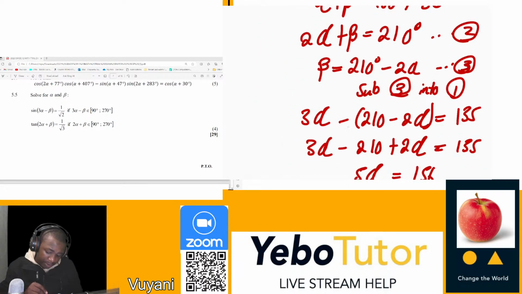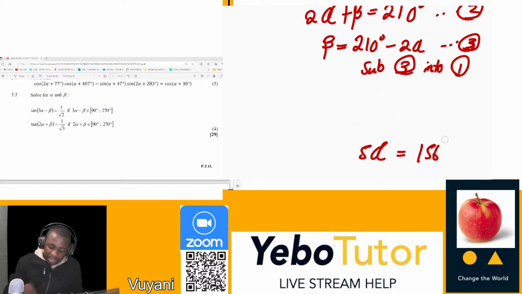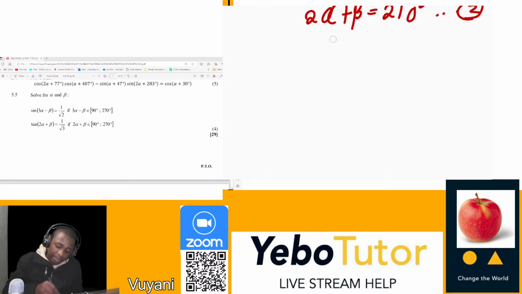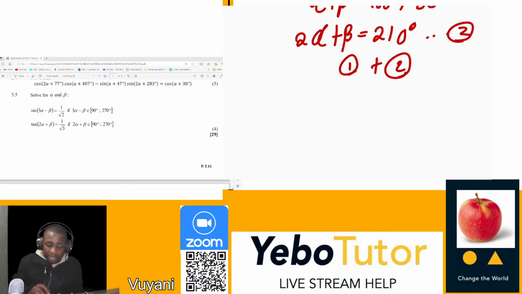So now we have negative of 210. Then this will be negative, this one will be positive. 3 alpha plus 2 alpha, that's 5 alpha there. Then after that, we say 135 minus this one. Or we can literally solve this in a different way. I'm thinking of something which can be faster than solving it in this way. We can literally say equation 1 plus equation 2 so that we can get our answer.